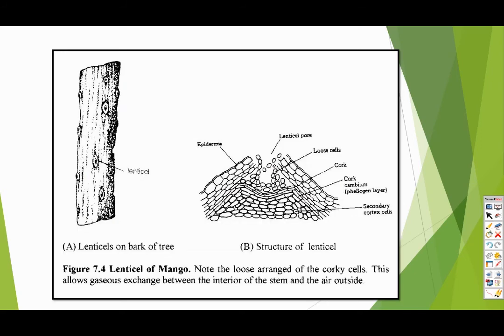Now there is something called secondary growth in dicot root, but it is very much abnormal. They are in a wavy shape. So it is an irregular formation of the secondary growth in the root system.